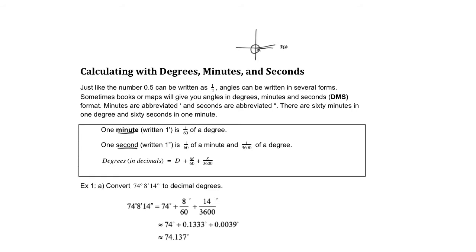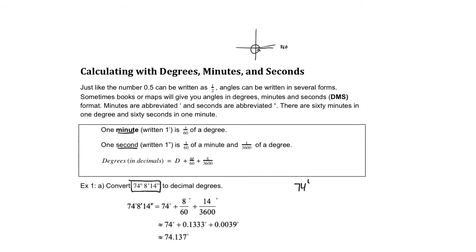All right, so if we're trying to be extremely exact, like for example, sending a rocket to Mars or something where even one tiny fraction of a degree would make a big difference in where we would end up in the universe, then we need this idea of minutes and seconds. Okay, so I'm going to convert 74 degrees, 8 minutes, 14 seconds into a decimal degree.